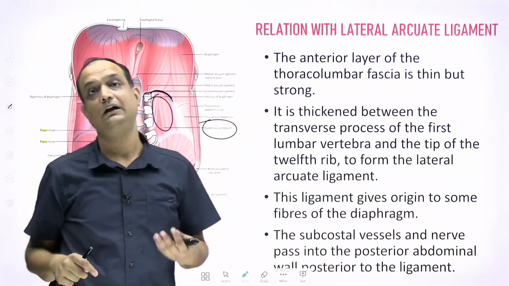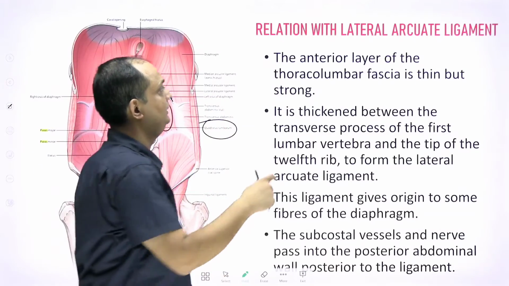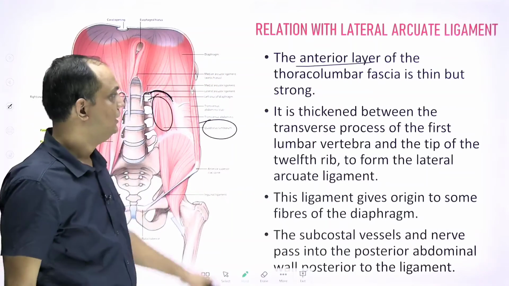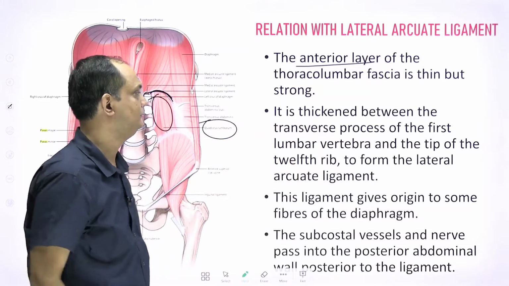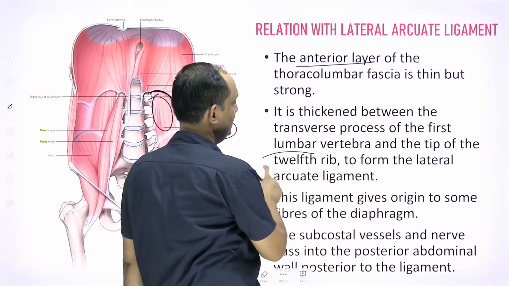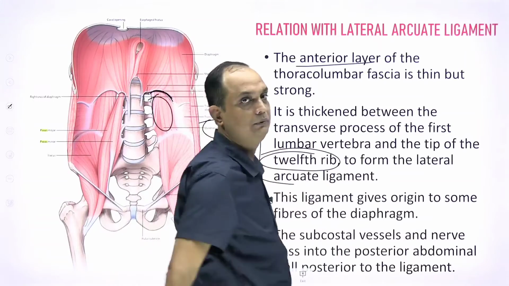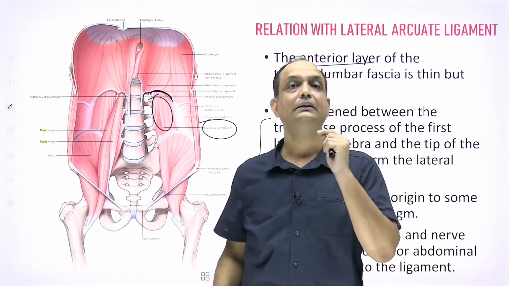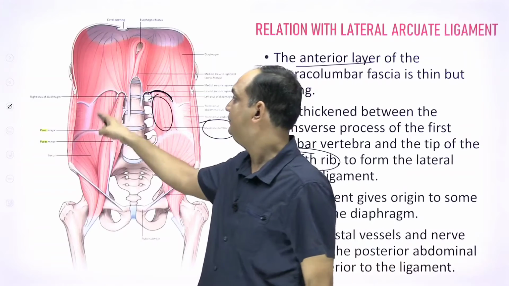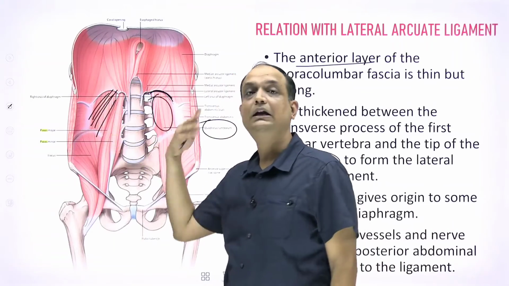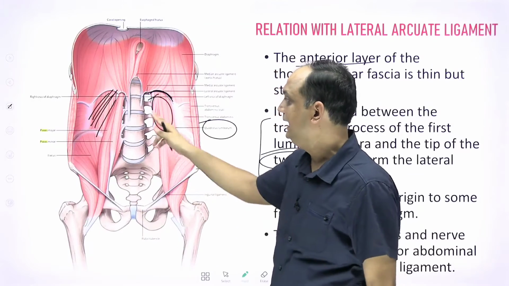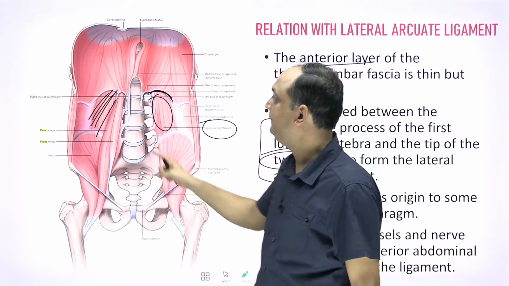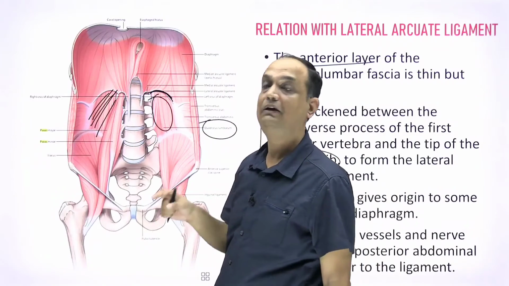So, what is the lateral arcuate ligament basically? The lateral arcuate ligament is the modification of the anterior layer of thoracolumbar fascia. It is thickened between the transverse process of the first lumbar vertebra and the tip of the 12th rib, and it forms the lateral arcuate ligament. As I just told you in the transverse section of the abdominal cavity, this muscle is covered by the anterior layer and the middle layer from the posterior side. And this anterior layer, when it approaches the upper part, it extends from the tip of the transverse process of L1. Now, where is L1?